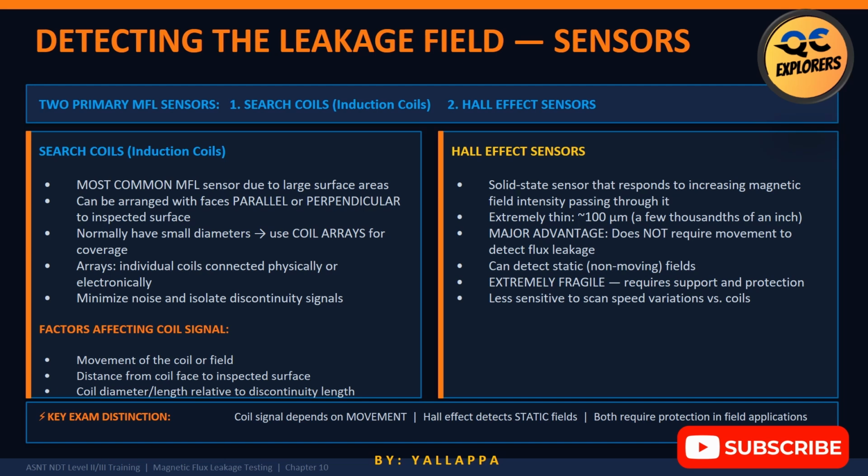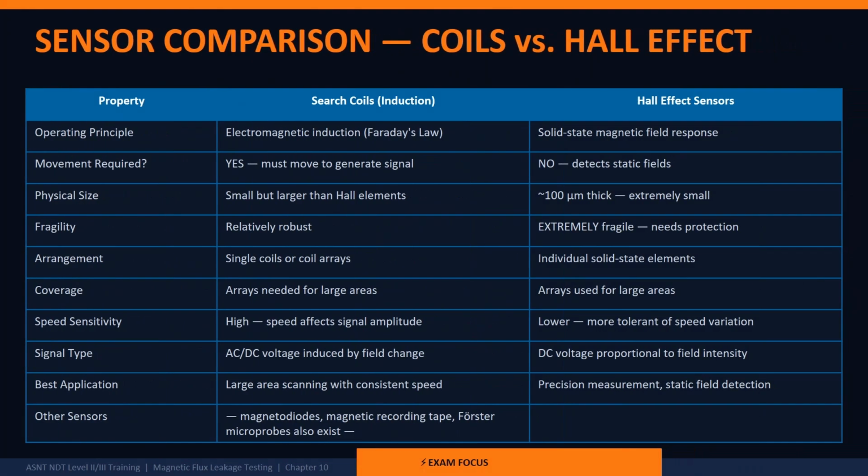Here's a common mistake I see on site. Inspectors ignore lift-off. Even a small increase in sensor-to-surface distance can dramatically reduce sensitivity. Always control lift-off. Now let's compare coils with Hall effect sensors.